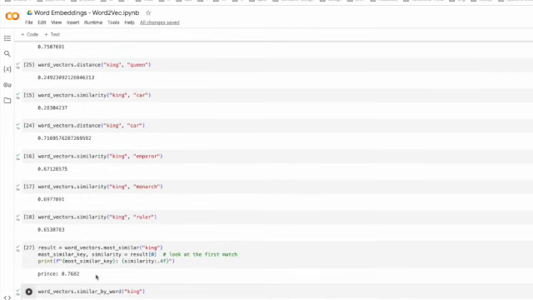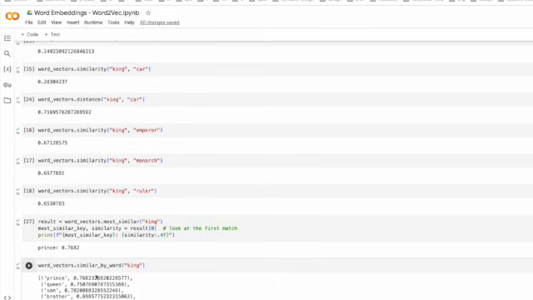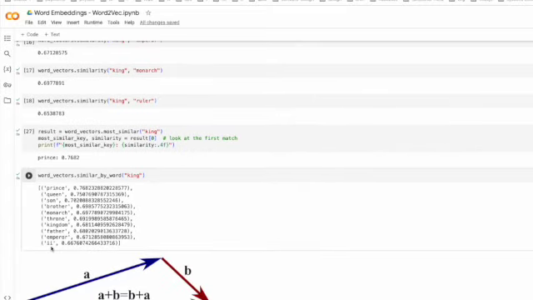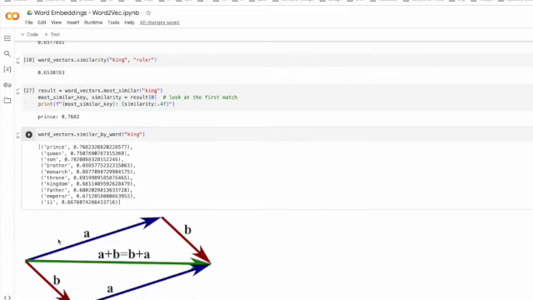Now we can also find out what are different words which are similar to king. The first thing that you try to find is the most similar word, and it looks like prince is the most similar word. Other words are queen, son, brother, monarch, throne, kingdom, father, emperor, etc. So this is about similarity.